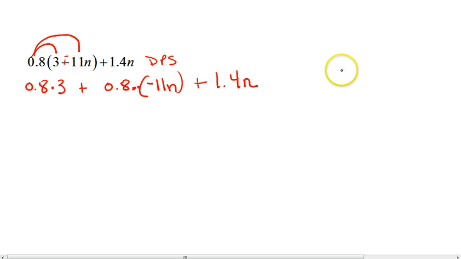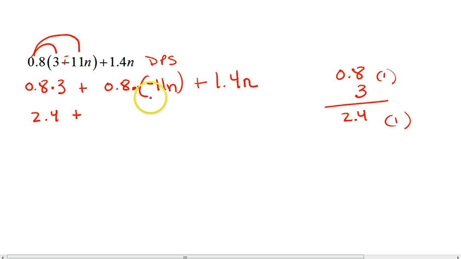Let's do my multiplication. 0.8 times 3. I have one decimal place, so my answer is going to have one decimal place. They're both positive, so I don't need to worry about a sign. 8 times 3 is 24. I need one decimal place, so I'm left with 2.4.